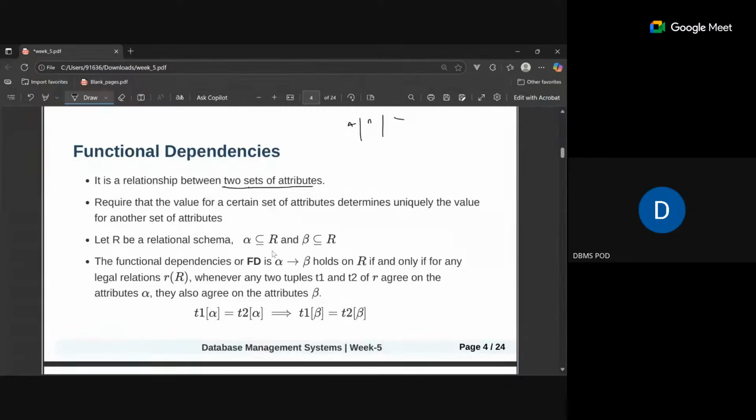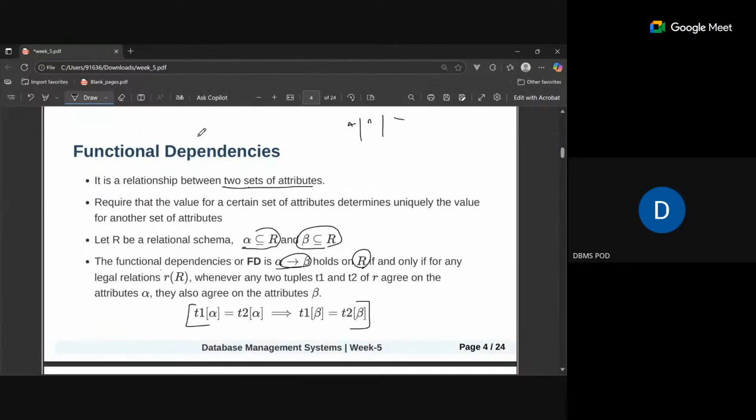Let's consider alpha to be a subset of a relation and beta to be a subset of the relation. A functional dependency alpha to beta holds on relation R if and only if this condition is satisfied. How many of you agree this is not clear from looking at the statement or from what I'm saying? It's not clear. Okay. When we also started, we felt like that.